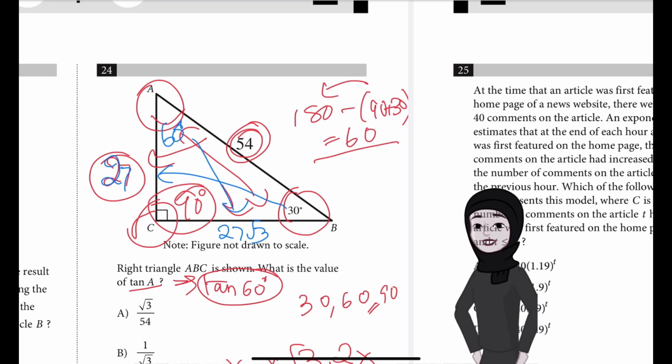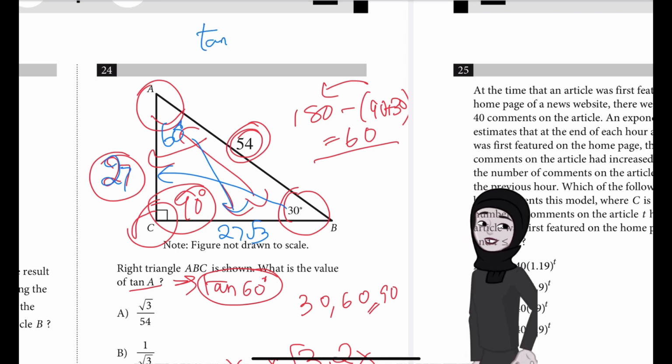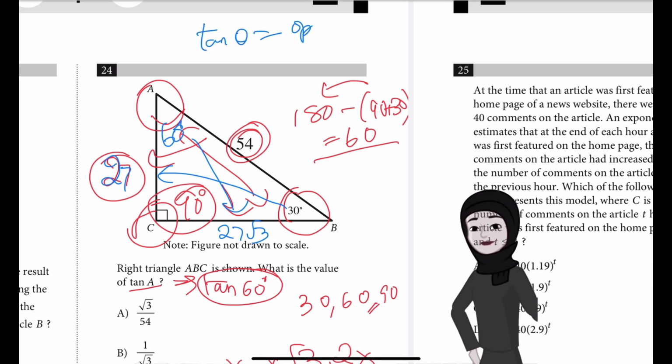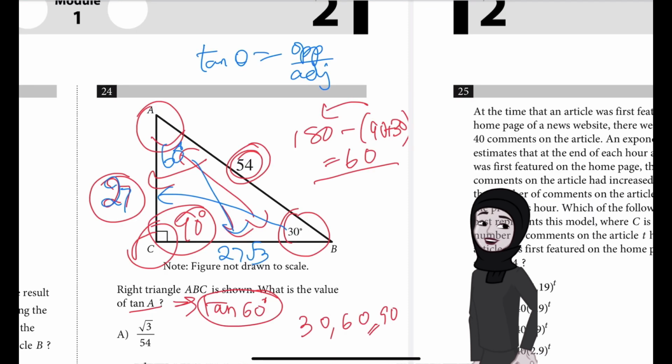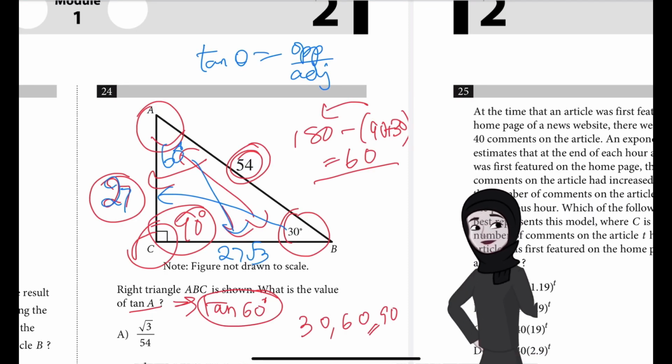So the tangent of an acute angle in a right triangle is defined as the ratio of the length of the leg opposite the angle to the length of the leg adjacent to the angle. So tan theta will be opposite side by adjacent side.